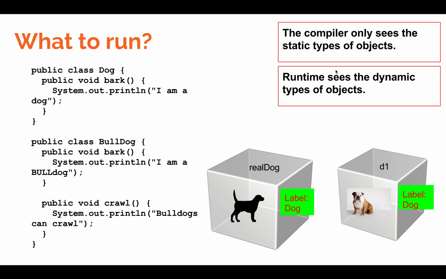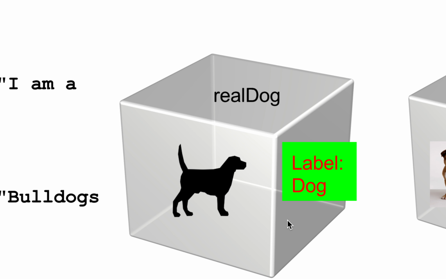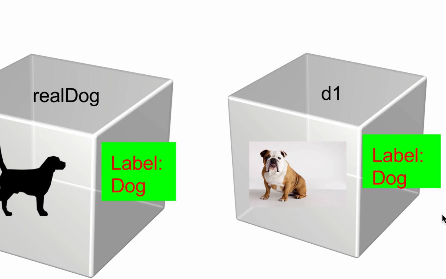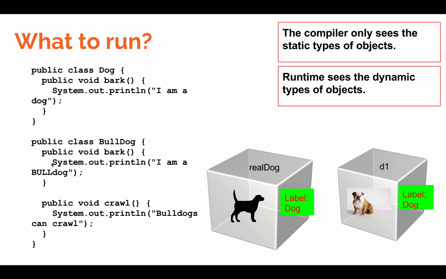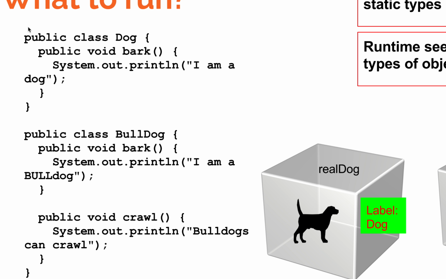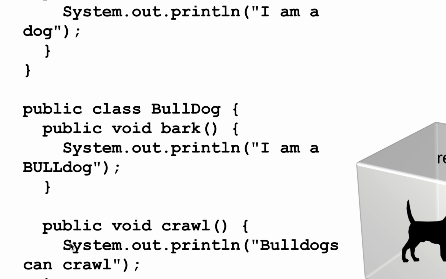I've put these two things in red. The compiler only sees the static type. Runtime sees the dynamic type. This is a box, real dog. It's labeled dog. It has a dog. That's why it's called real dog. And then I have D1. It's labeled a dog. It's actually a bulldog. Let me show you the rest of the code. Let me zoom out a little bit. Now the dog class has a bark method, like earlier. It prints out I am a dog. The bulldog class has a bark method. It prints out I am a bulldog.